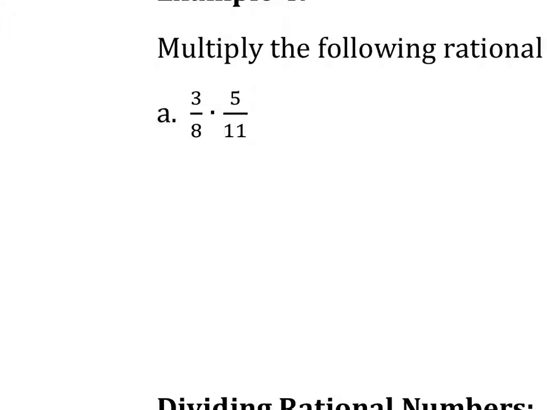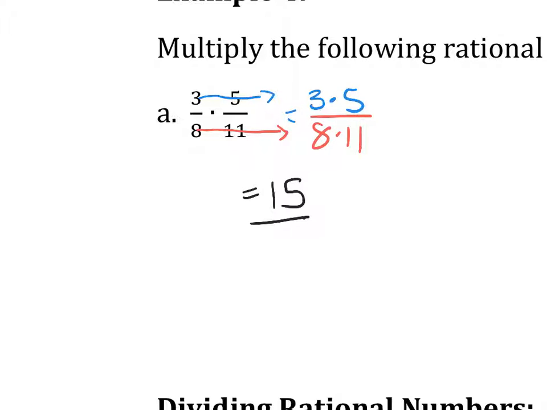multiply straight across. So we'll have our numerators being multiplied together, so 3 times 5, and we'll have our denominators being multiplied together, so 8 times 11. And we do that multiplication. We get 15 over 88. And then always check if it can be reduced.